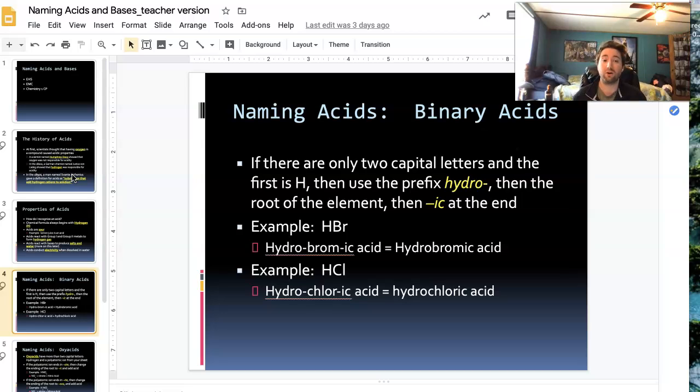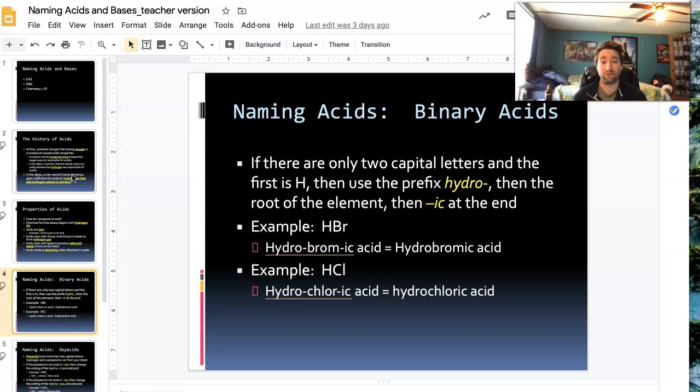The first one is called a binary acid, with the prefix bi meaning two. So if there are two capital letters in the chemical formula and the first one is H, then you know that you've got a binary acid, because the binary acid has two capital letters, and since it's an acid, it has to have H at the beginning.